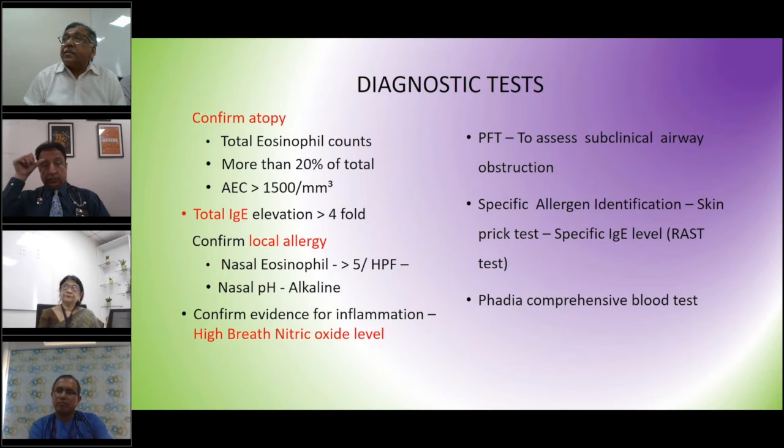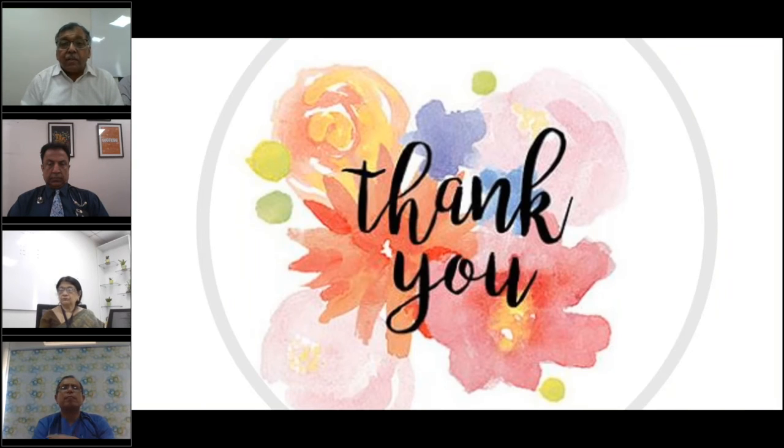The diagnosis can be confirmed by total eosinophil count, which is more than 20%, and very often the absolute eosinophil count is more than 1,500. IgE levels are high. Evidence can also be confirmed by exhaled breath nitric oxide level, which is not common, but it can be done. A pulmonary function test can rule out other subclinical airway diseases. Specific allergen tests can be done if you want to rule out a specific allergen, and a comprehensive blood test like Phadia can be done. And that is the basics about allergic rhinitis.